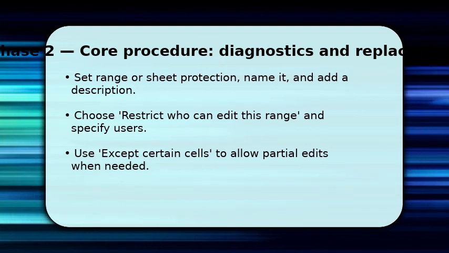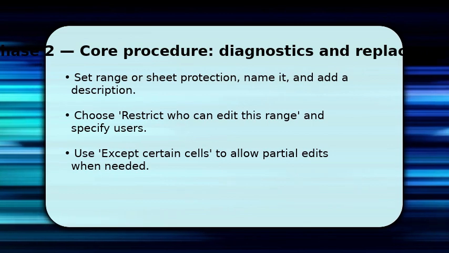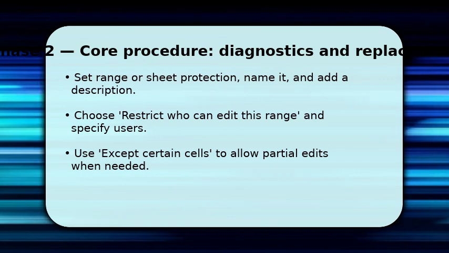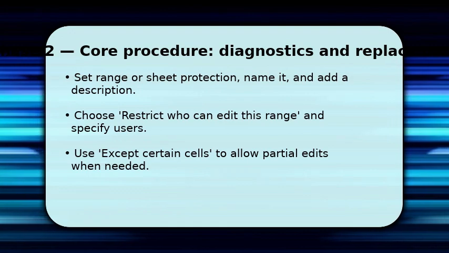If you need exceptions, click the option to allow specific cells inside a protected sheet. This lets formulas remain fixed while inputs stay editable. Make sure to save the rule and confirm the lock icon appears beside protected ranges so collaborators see constraints.